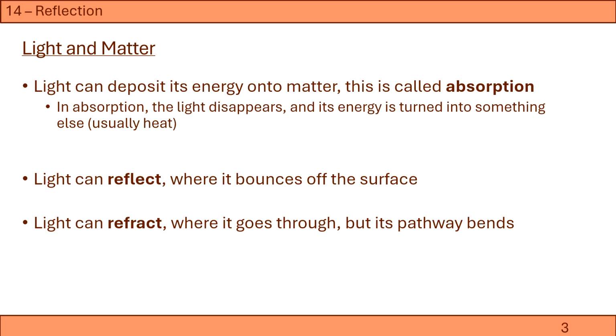Light can also reflect, and this is where light bounces off the surface, and we'll talk about exactly what that really means to reflect. And finally, light can refract, where it goes through. It's what's called transmitted. Light goes through, but it can be altered on the way through. Really, its pathway can bend, and that's for the next set of notes.